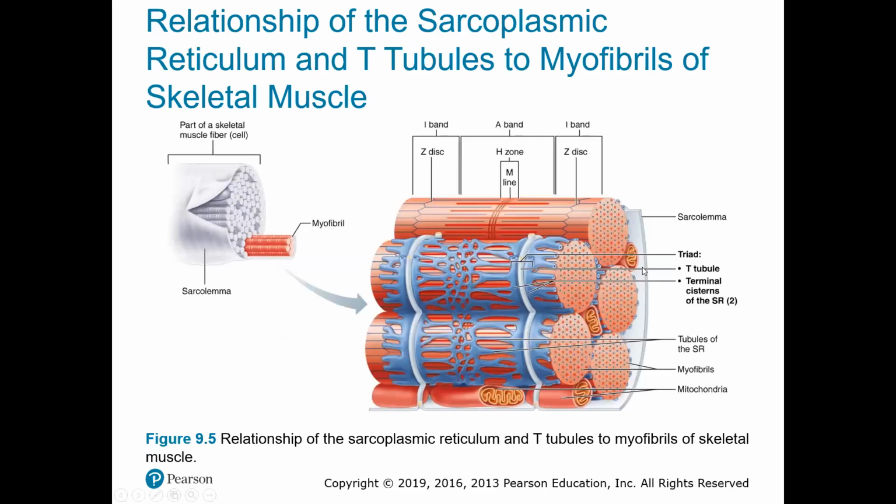Okay, and here's the illustration of what I just showed you on the model. This is a myofibril. Here's one. There's the sarcoplasmic reticulum surrounding each myofibril. And we see it again lined up right at the juncture of the I band and the A band, right there and right there. And there's the triad. There's the T-tubule coming down from the surface of the cell. Over here's the cell membrane. And there's a cistern on each side of that.